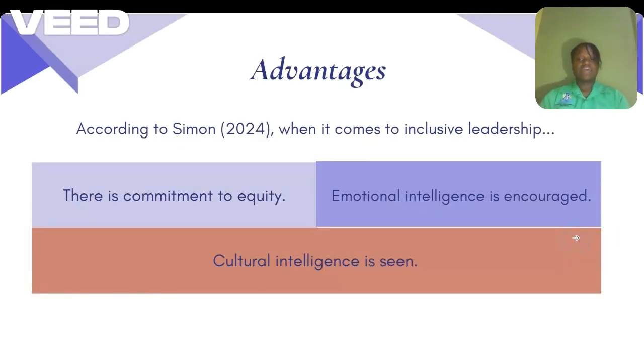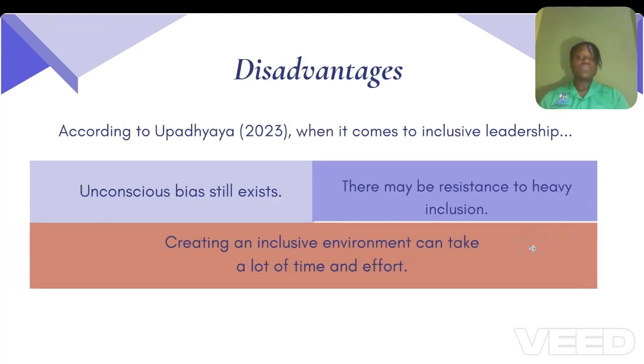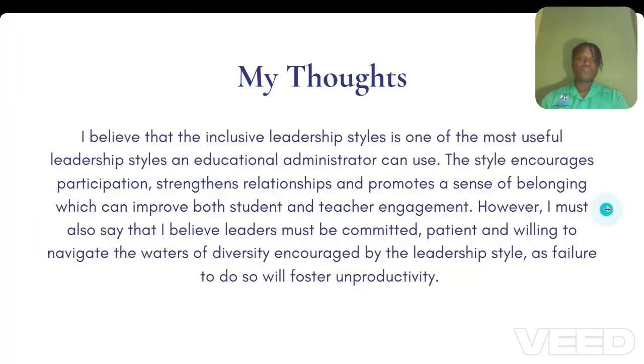Of course, we have many advantages. There is commitment to equity. Cultural intelligence is seen as well as emotional intelligence. On the downside, there is still a sense of bias that can be seen. Some members may be a bit resistant when it comes to heavy inclusion. And of course, the creation of an inclusive environment can take a lot of time.